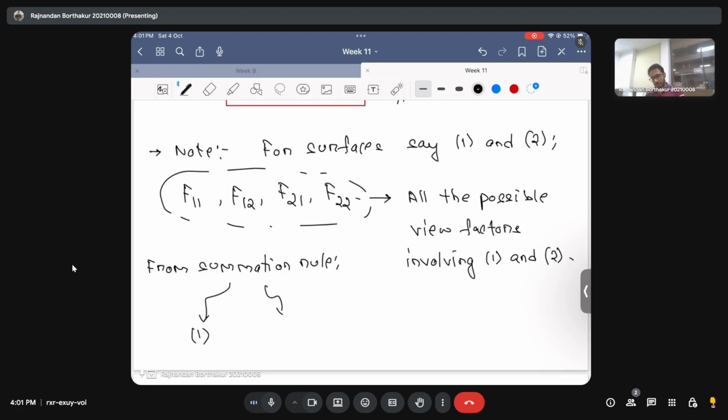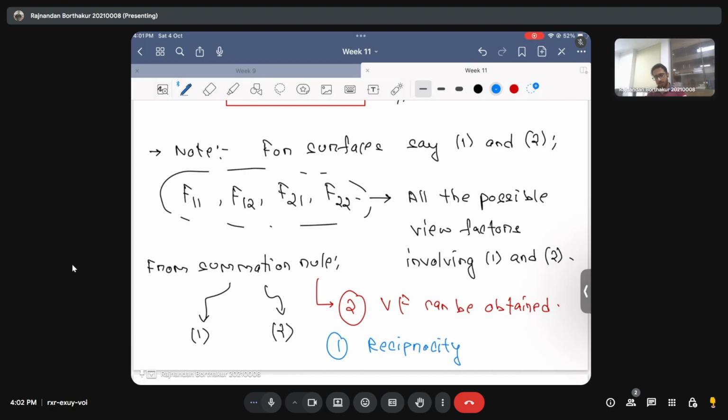And if you apply the summation rule for two, you will basically get another view factor, which means two view factors can be obtained from the summation rule. And one view factor can be obtained from the reciprocity relation. That is something that we have seen through these examples.